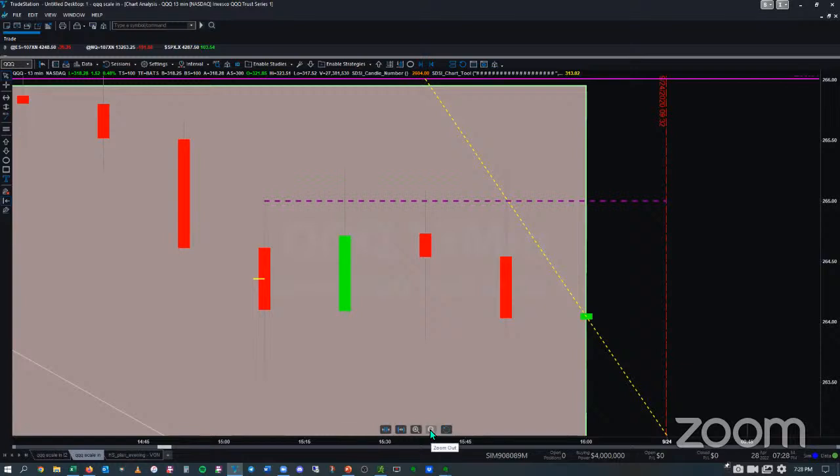And that's just on the QQQs. If you have something that's maybe a little less volatile, it might work out as a viable strategy. That's just something you got to test on the market you trade.